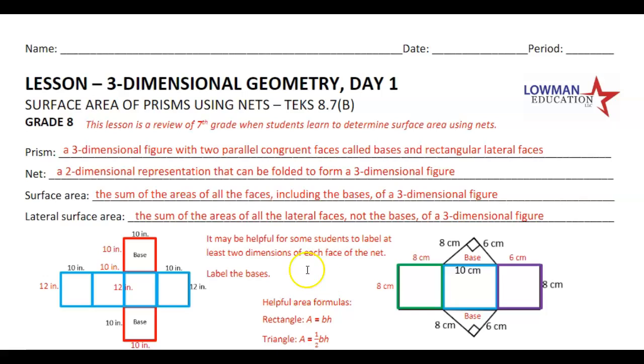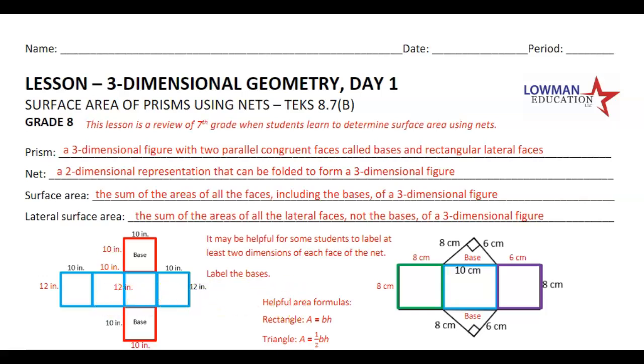It says that it may be helpful for some students to label at least two dimensions of each face of the net. So you will see the red highlighted or red border is going to be the two bases. It is a 10 by 10 square. The blue is your lateral faces, or the sides of that 3D shape. And it is a 10 by 12, 10 by 12, 10 by 12. They're all 10 by 12, and there's 4 of them.